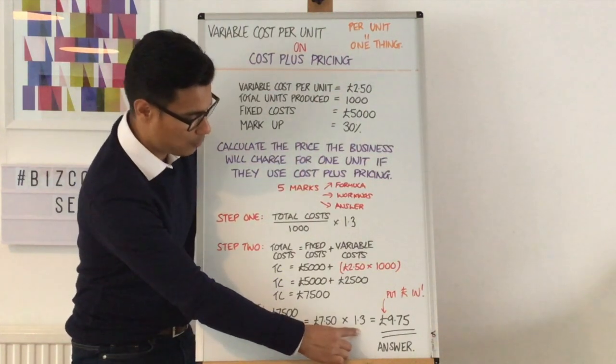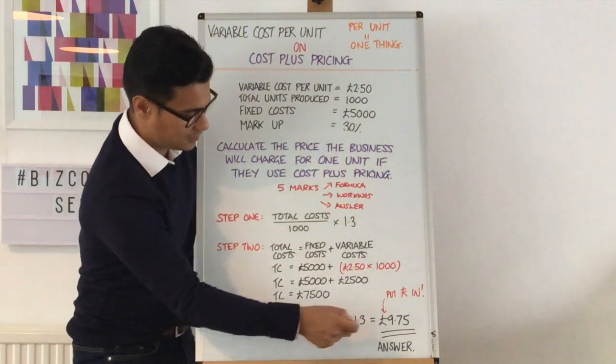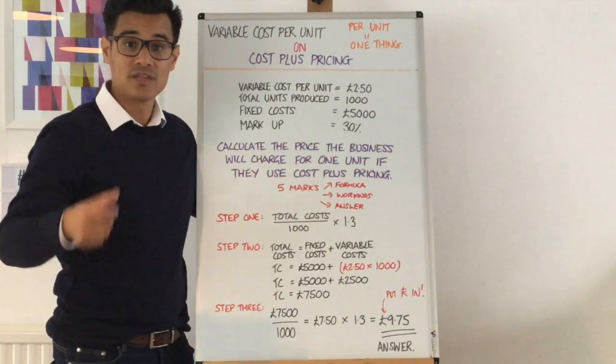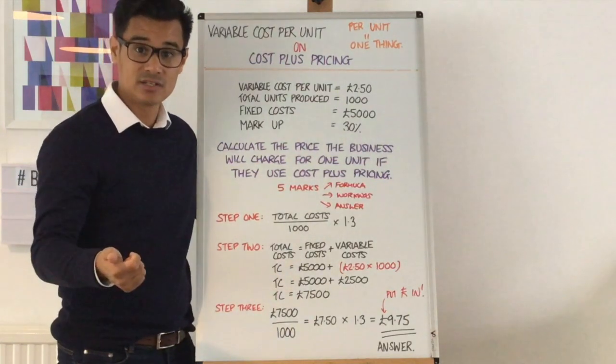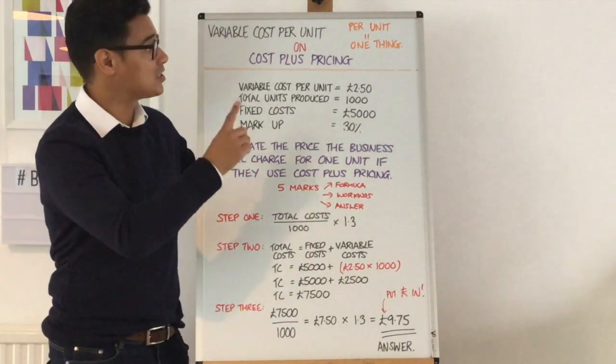You times that by 1.3, the markup, because it's a 30% markup. £7.50 times by 1.3 equals £9.75. So that is the price that they will charge for their unit if they use cost plus pricing.